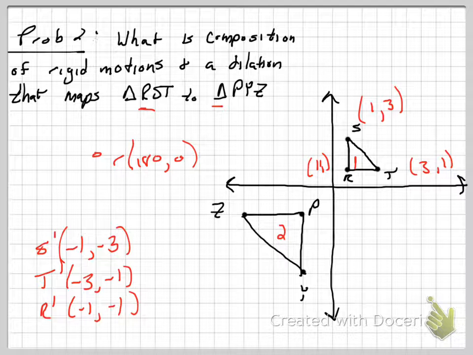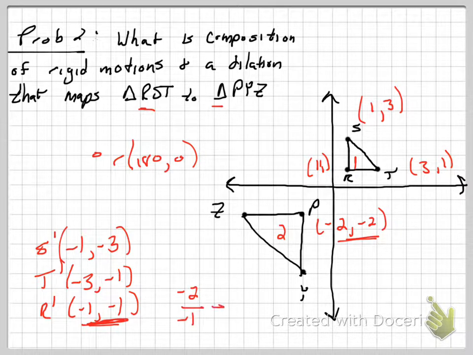So, what matches what? We know we're going from negative 1, because R matches P, and I need to get to negative 2, because P right here is negative 2, negative 2. So how do I get from negative 1 to negative 2, negative 2? Well, what I would do is set up my scale factor, take my negative 2, divide by negative 1, and that gives you a scale factor of 2. So I'm going to do a dilation of 2 following a rotation of 180 degrees.